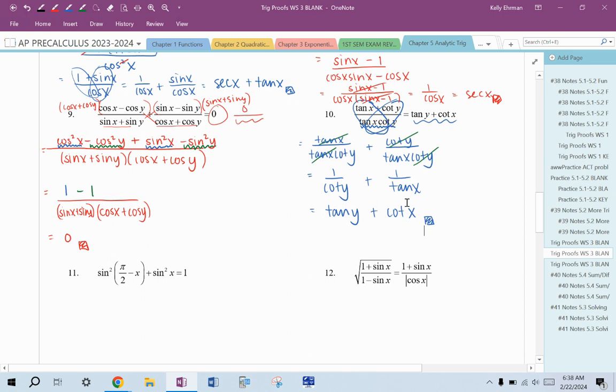So that finishes that proof. This takes a lot longer if you change everything to sine x, cosine y, vice versa. There's a lot of stuff to get everything to cancel and clear out that complex fraction. So I do not advise going that way.